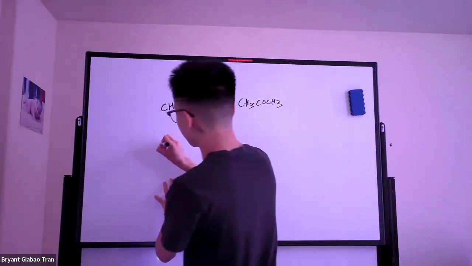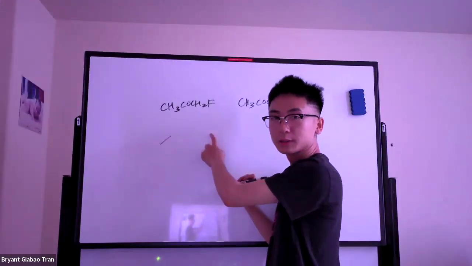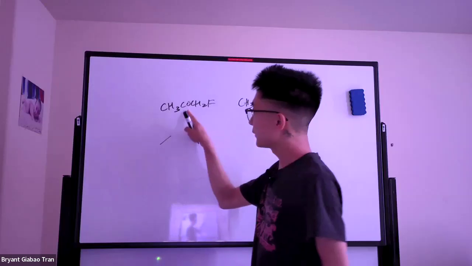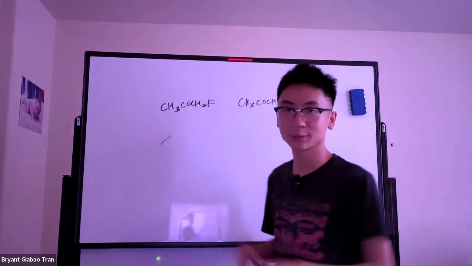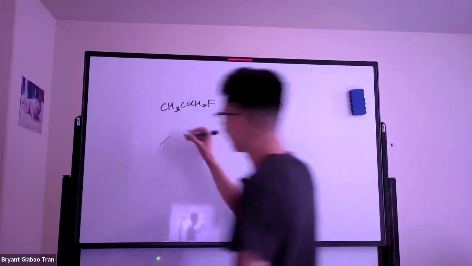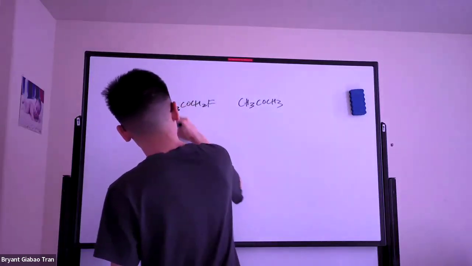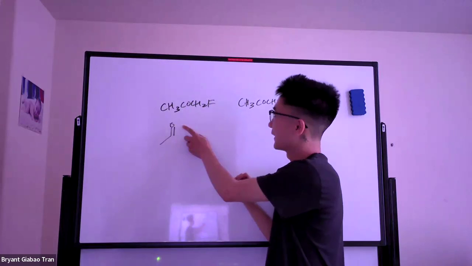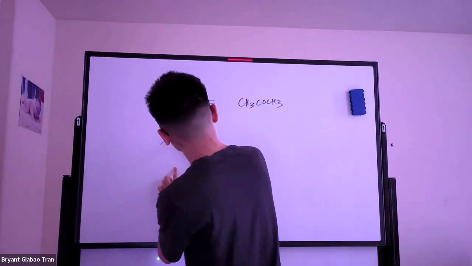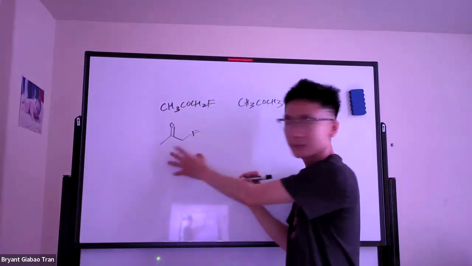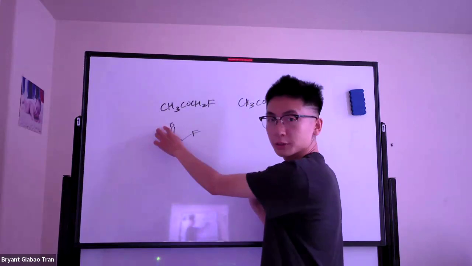So CH3 is just a methyl group like that. Then COCH2F. What do you think CO is going to be in this bond line form? What is the functional group of CO from this condensed formula? Alkene. No, not alkene, carbonyl. Carbonyl, right? Like that, where that's the CO right there, and then CH2F, like that. That's the structure, CH3COCH2F.